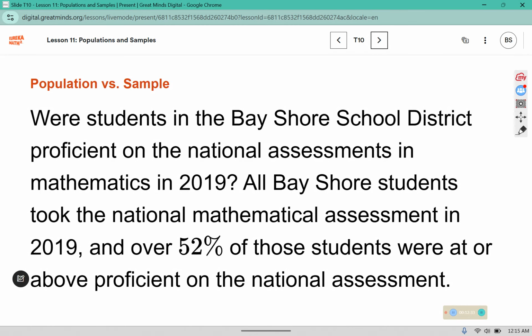The next one, were students in the Bay Shore School District proficient on the national assessment in mathematics in 2019? All Bay Shore students took the national mathematical assessment in 2019, and over 52% of those students were at or above proficient on the national assessment. Since all of the students at this location took the exam, this is a population characteristic.